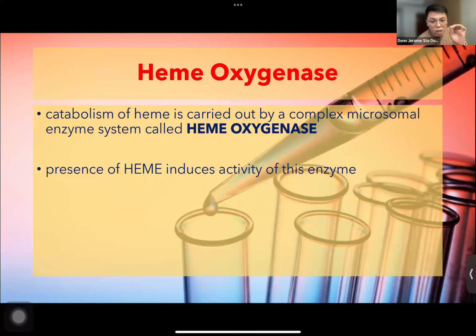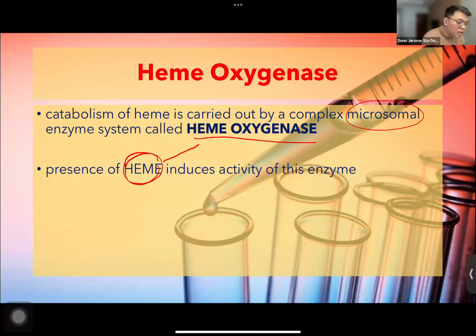First, what is the enzyme that would initially degrade your heme? That is a microsomal enzyme called heme oxygenase, seen in the reticuloendothelial system, commonly in the macrophages. Presence of heme induces the activity of heme oxygenase, the rate-limiting enzyme for heme degradation. The effect of heme on heme synthesis is the opposite, remember? What is the effect of heme on ALAS? It negatively inhibits ALAS. Here, it stimulates the rate-limiting enzyme that degrades your heme.